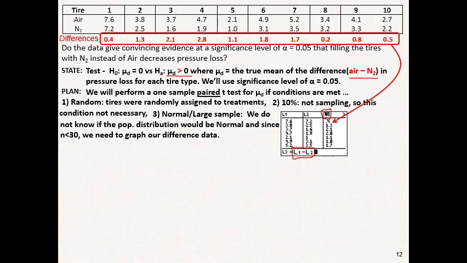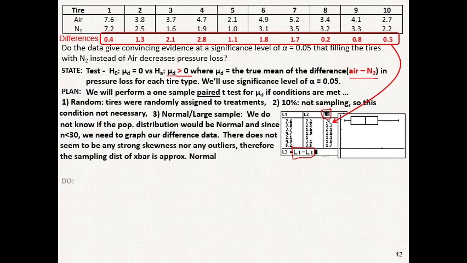All right, and then ask it to do, I would say, maybe a box plot. And what you want to say is that I graphed the sample difference data in a box plot, and there were no strong outliers or strong skewness. So it is safe to assume that the sampling distribution of x bar is approximately normal, or that it is safe to proceed with our t-distribution calculations.